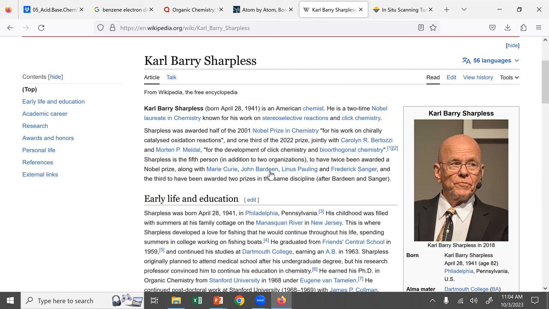Oh, I was wrong. There are two others. Marie Curie and Linus Pauling are still the only two to have won two Nobel Prizes in two different disciplines. Marie Curie got the first one in physics for discovering how radioactivity of atoms worked, and so that's more of a physics problem. And then she discovered several elements as a result of her work, and so that gave her the Nobel Prize in chemistry.